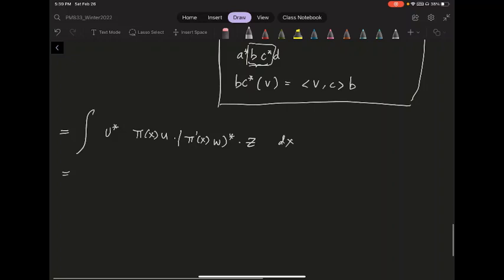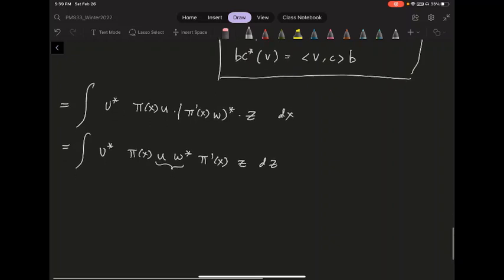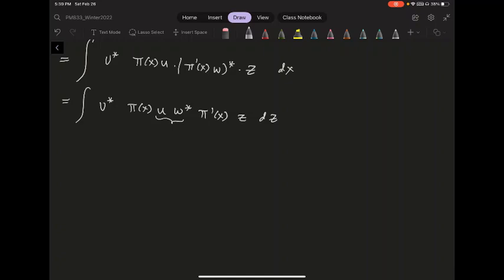Okay, and you can do the following. So let's have π(x) u, and then you have w*, you have π′(x), and then you have z dx. The point is this uw* is a rank 1 operator, and then you multiply the π(x) and π′(x), they're just n by n matrices, and then you can regroup them. So you can check.